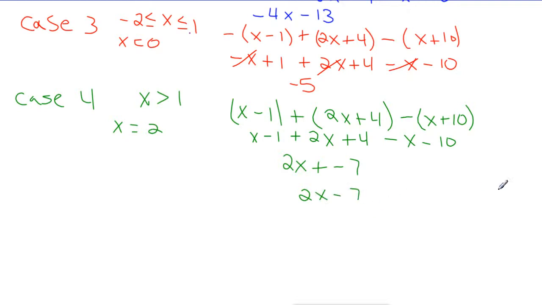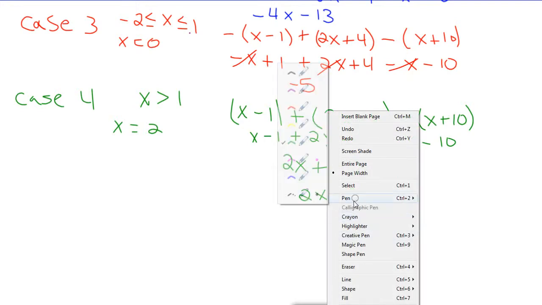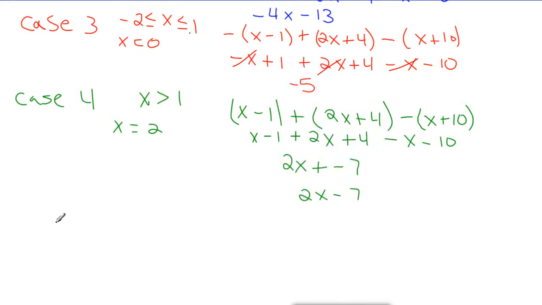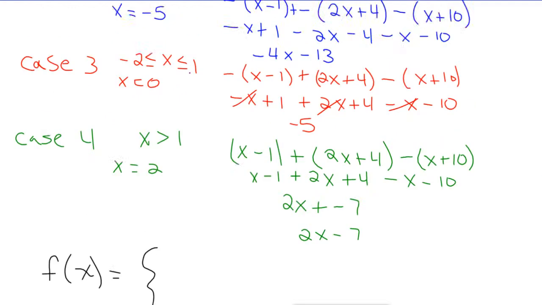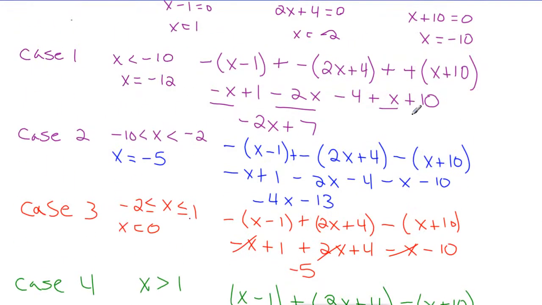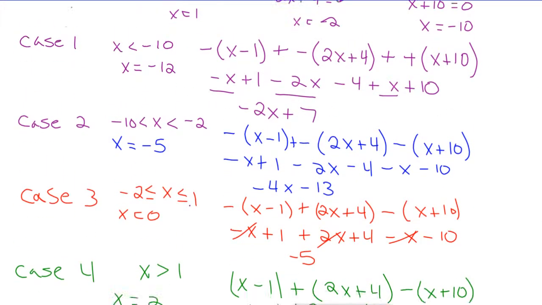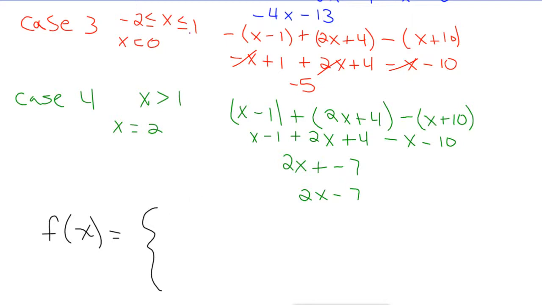Alright, so we have our 4 cases here, so now finally we can write this out as the piecewise function. So in this case, I'll just choose another color, I'll just do black. So we have our full function here, f of x equals, and let's break it down to the piecewise. So the first thing we got in case number 1 was negative 2x plus 7.